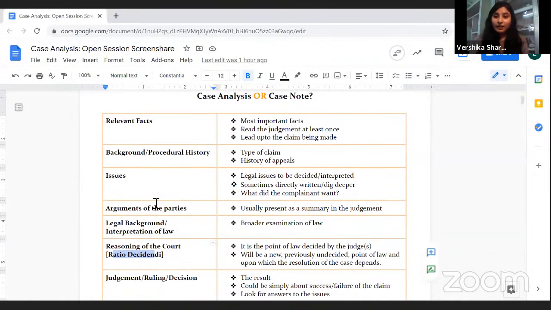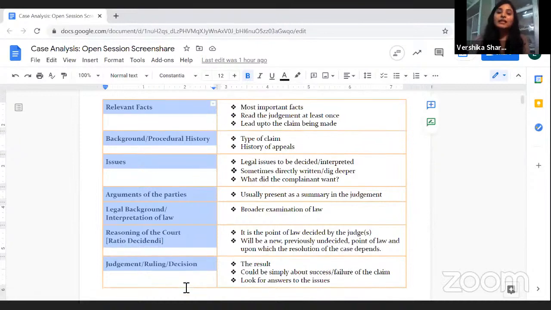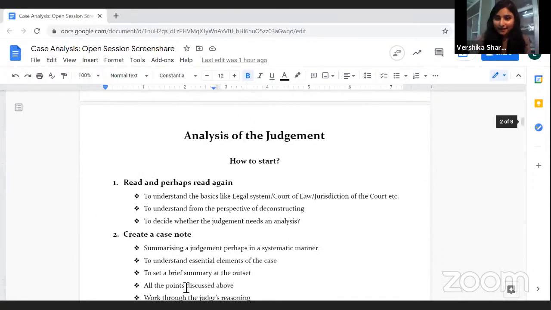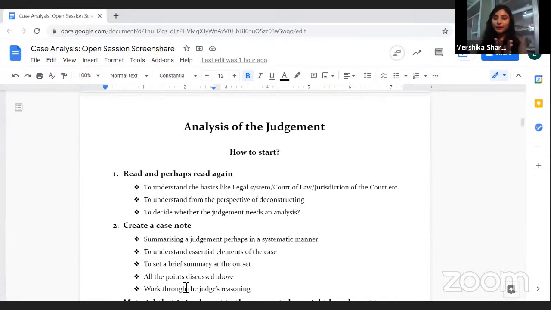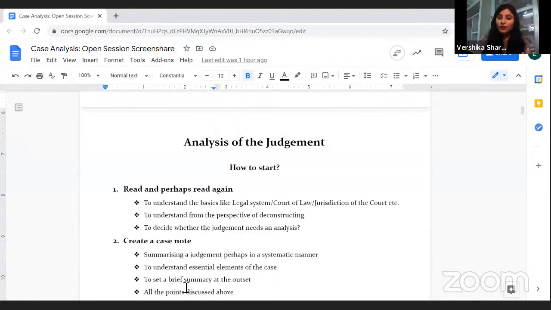So it is very, very important to understand the difference between a case note and a case analysis. So next time when you are trying to get a case analysis published, make sure it is more than just these parts, these reconstructed parts of a deconstructed judgment, right? Now let's talk about what a case analysis is. That's what I want to talk about. How to start with an analysis if this is simply a case note or a case summary? How do we go about doing a case analysis?